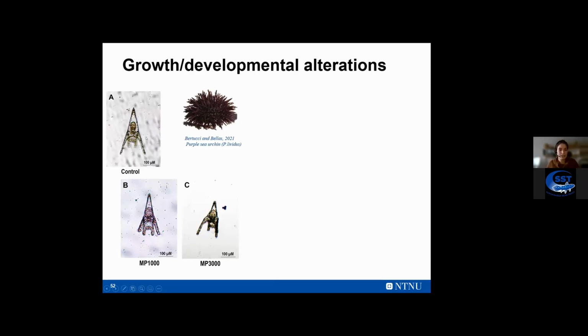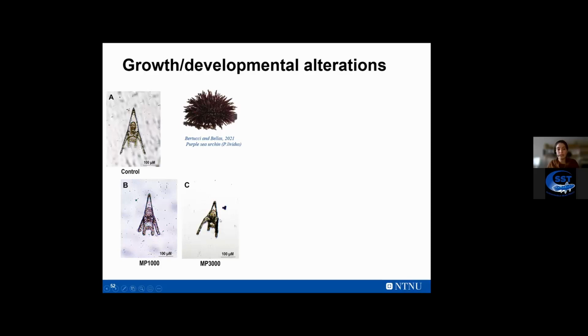And this is a larvae of a sea urchin. So I'm pretty sure that most of you didn't know that this triangle thing was a baby sea urchin. So this is how it is in normal life. So it's a nice triangle with four arms. And when we expose the sea urchin larvae to different concentration of microplastic, we saw that the arms were not that long, and we lost the symmetry also. And if we increase the concentration of microplastic, the larvae were really abnormal.